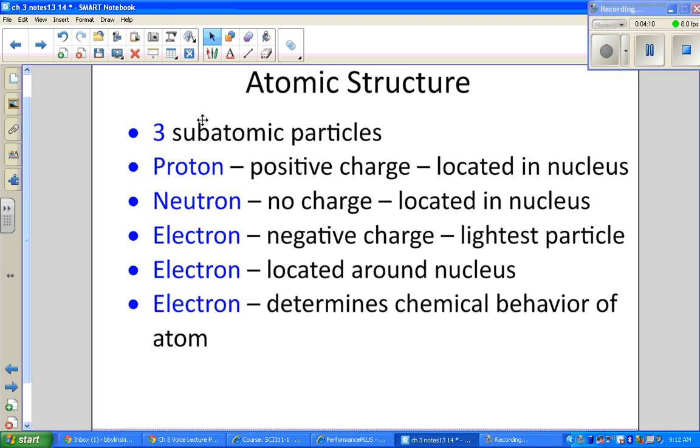Okay, so from this discussion of the scientists, you know that the atom has three subatomic particles, three parts of the atom. The proton is positive, it's in the nucleus. The neutron has no charge, in the nucleus. The electron has a negative charge and is the lightest particle. The proton and neutron are similar in mass because they do make up that center of the atom, so they're the closest in mass. The electron is the lightest. The electrons are located around the nucleus, and they also determine the chemical behavior of the atom.